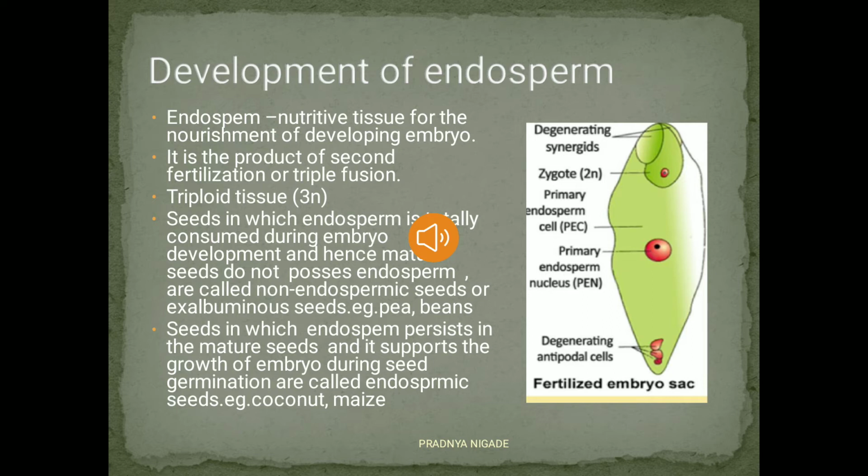The second type of seed is the endospermic seed or albuminous seed. In these seeds, food reserves in the endosperm are partially used up in the development of an embryo. In such seeds, the endosperm remains conspicuous, that is clear, and fills a greater part of the seed. Thus, the resultant seed is called endospermic seed or albuminous seed. Examples are castor, coconut, and maize.